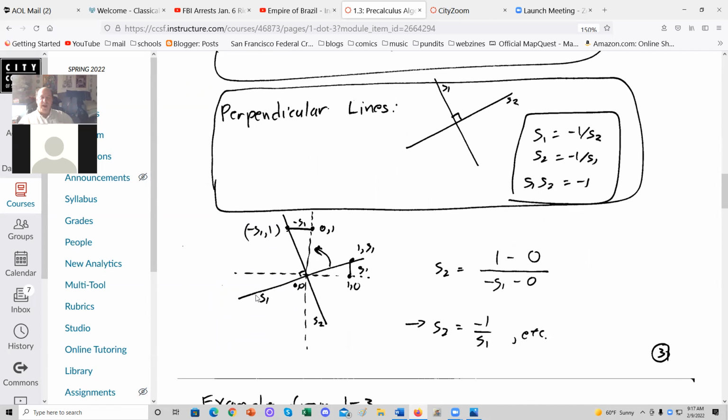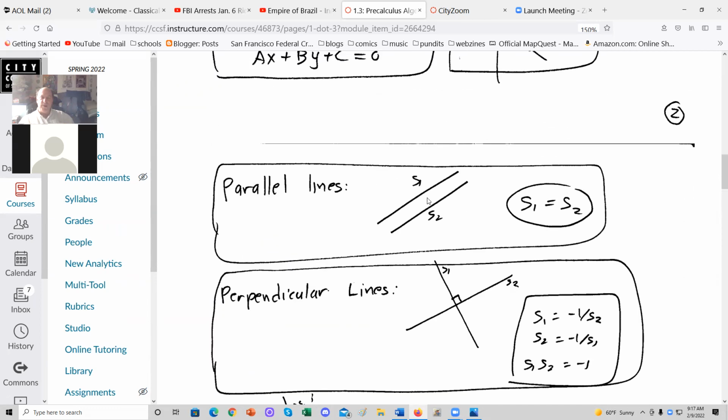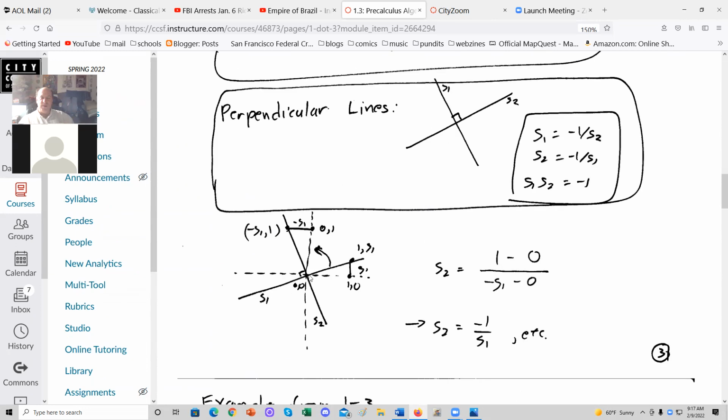So imagine this line, with slope S1. We transport it parallel to itself until it goes through 0 by 0, and go over 1 to 1 by 0, up S1 to 1 by S1. So here, 0 by 0 and 1 by S1 are on this line with slope S1. Now we turn this 90 degrees, and 0, 0 stays the same. 1 by 0 turns into 0 by 1.